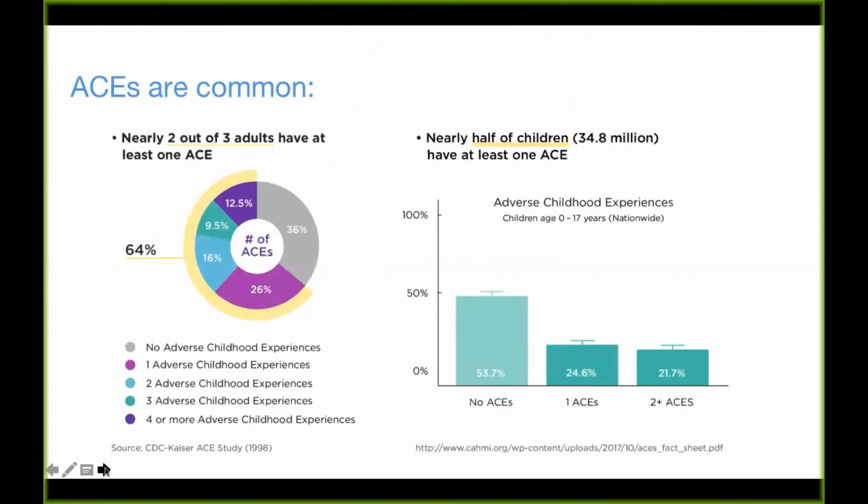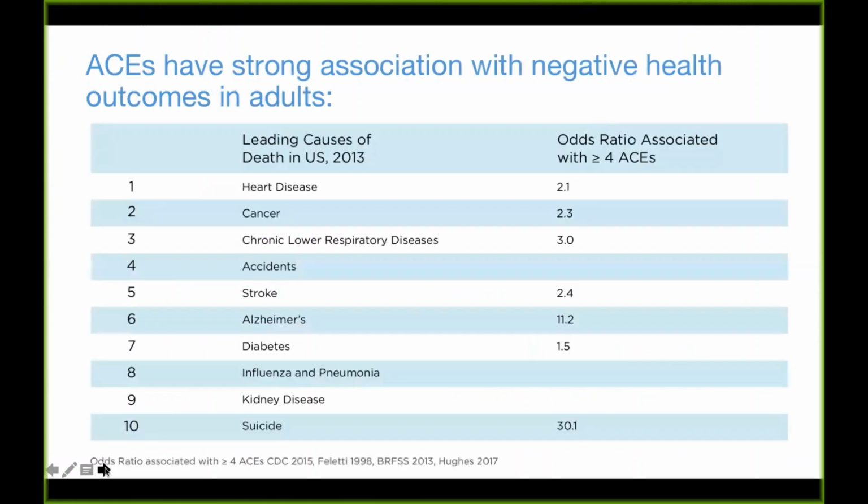So what the ACE study told us is that ACEs are incredibly common among the population, with over 2/3 of the adult population having experienced at least one ACE. We also have data that shows that nearly half of all children today have experienced at least one ACE. The study also pointed to a dose-response relationship, meaning that the more ACEs that someone had, the greater their likelihood of negative health outcomes. As you can see in this slide, we show the leading causes of death in the United States, and you can see the drastic increases in likelihood with 4 or more ACEs.